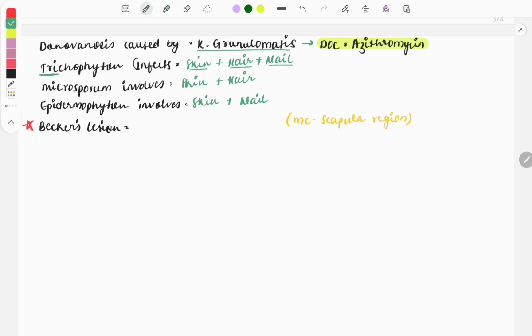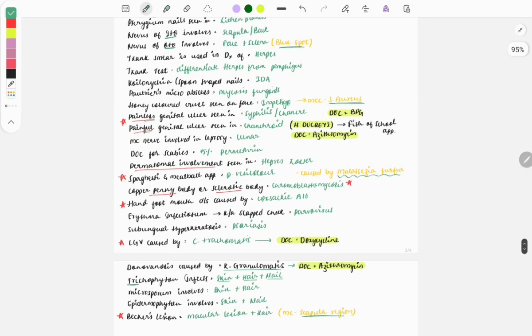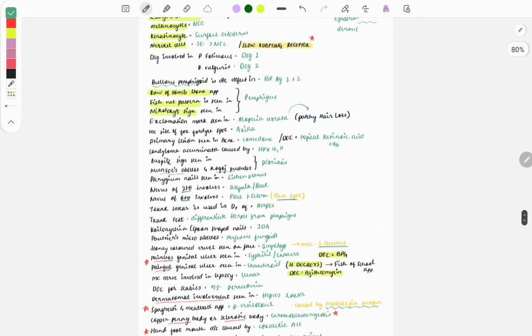Okay. Then another question, the Becker's lesion. Image based questions are usually asked. Okay, and this is a macular lesion. A macular lesion with hair is called Becker's lesion, and the most common location is the scapular region. Here there will be a lesion and in it there will be hair. An image based question has been asked on Becker's lesion.